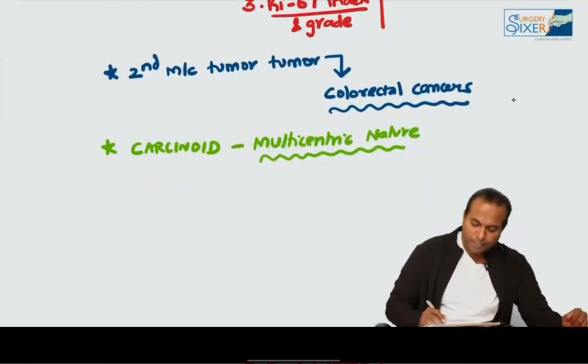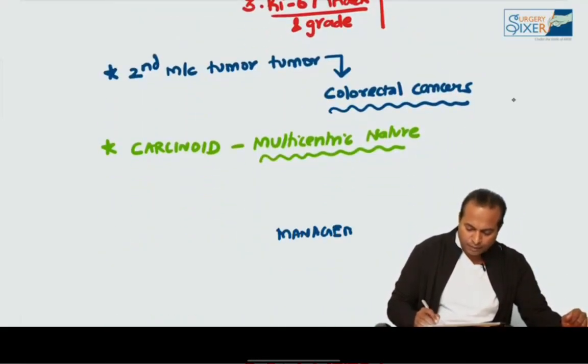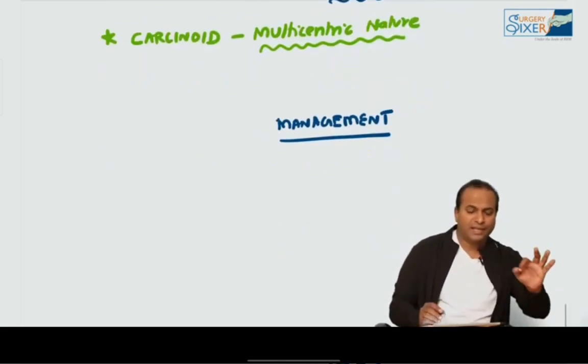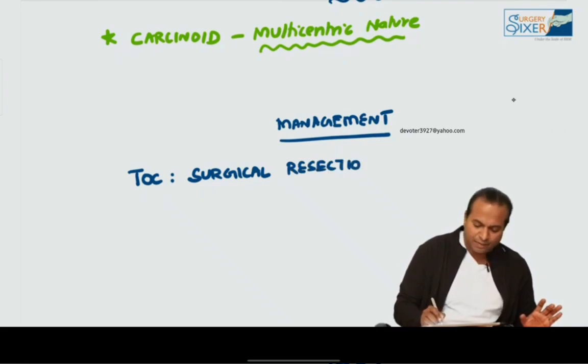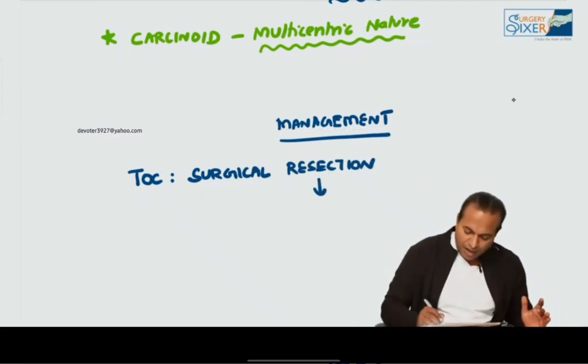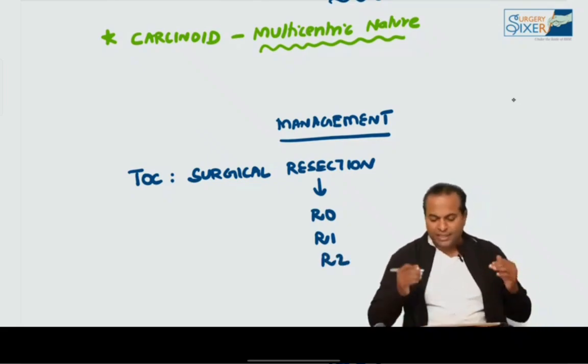And coming to the conclusion on management of carcinoid tumors. So carcinoid tumors, treatment of choice is surgical resection. Don't forget this. Carcinoid tumors, treatment of choice is always surgical resection. Whenever possible, wherever possible, resect it. Even if it may be R0, R1, or even R2, don't worry, resect it. What is R0 resection?